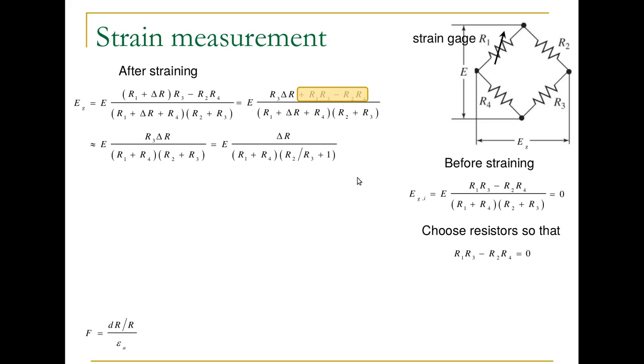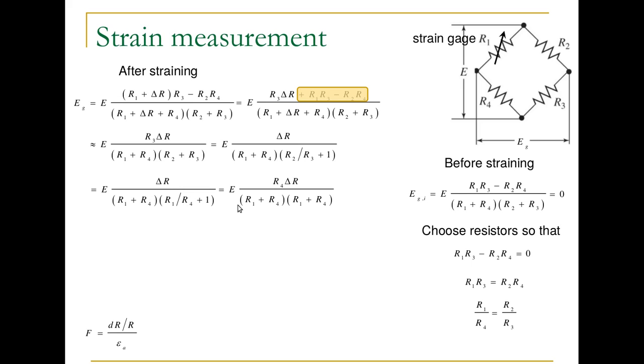Dividing through by R3 we get this, and we see that this ratio is equal to this ratio, and so we'll use that to get rid of R2 and R4 in our expression up here for the measured voltage. So now we have our measured voltage in terms of R1 and R4. And we can rearrange that to get the change in resistance in terms of our voltages and our unstrained resistance.